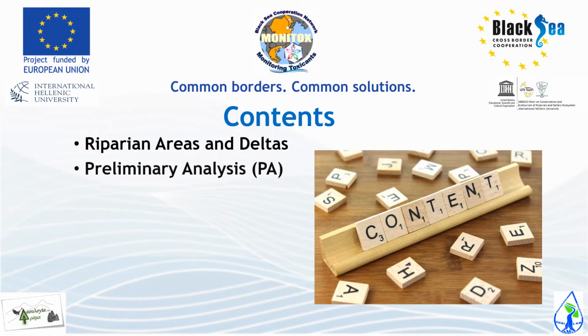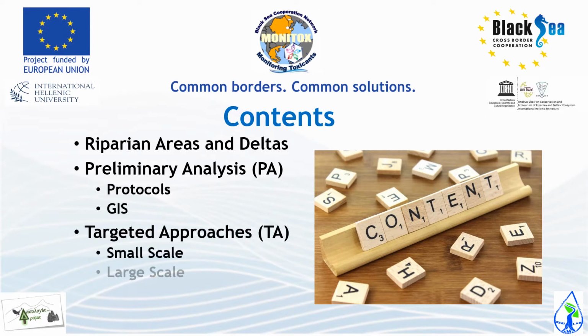So, in this video, we will start with what a riparian area in a delta is. Then we will present the methods we believe that you need to start assessing or monitoring these ecosystems. These are called the preliminary analysis methods. There's two main categories, protocols and GIS.